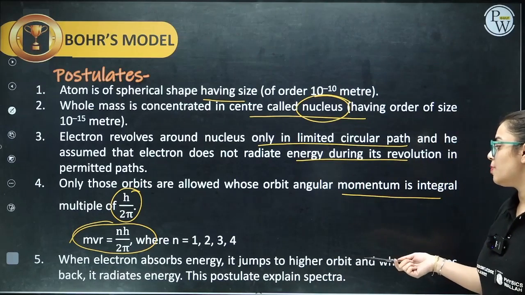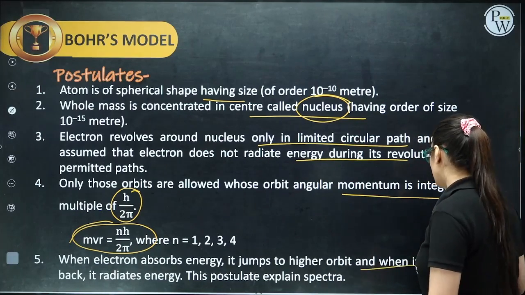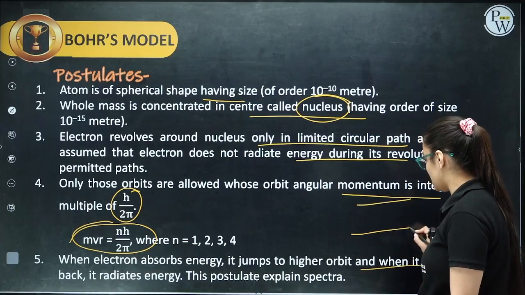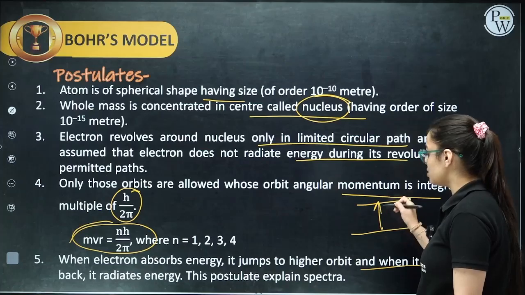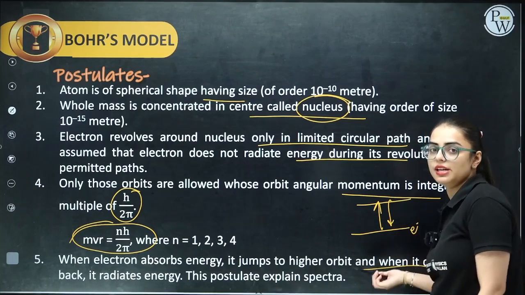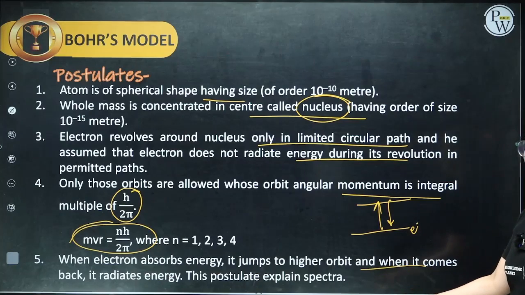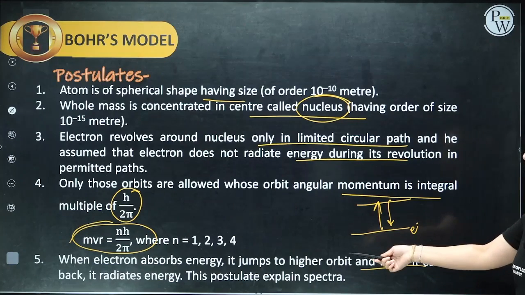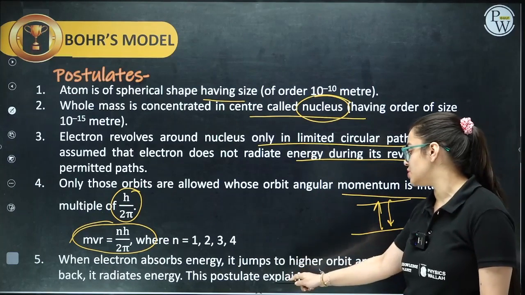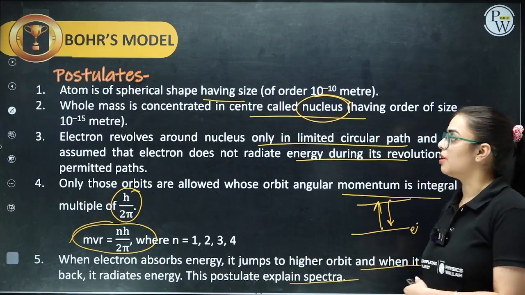When an electron absorbs energy, it jumps to a higher orbit, and when it comes back, it radiates energy. See, for example, this is the ground level, this is a higher energy level. When the electron moves from here to here, and comes back from a higher to a lower energy level, it will radiate some kind of energy. So, this is what is written over here. This postulate will explain to us about spectra.